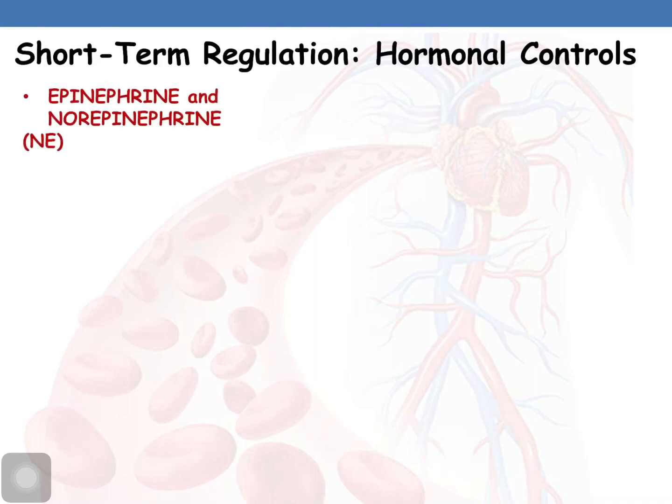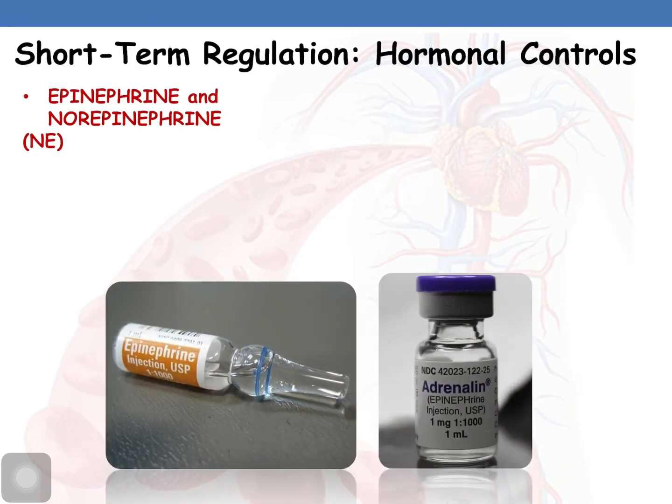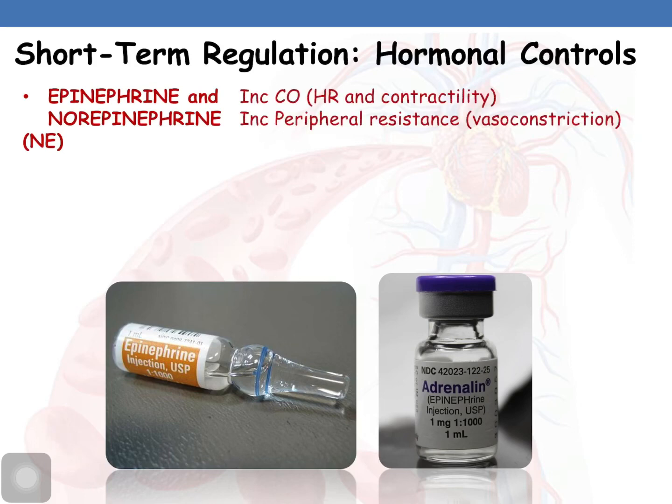So, adrenal medulla hormones such as epinephrine and norepinephrine: during periods of stress, the adrenal gland releases these hormones into the blood. Both hormones enhance the sympathetic response by increasing cardiac output and peripheral resistance. They increase cardiac output by increasing the heart rate and contractility of the heart muscles, and they increase peripheral resistance because they promote vasoconstriction.